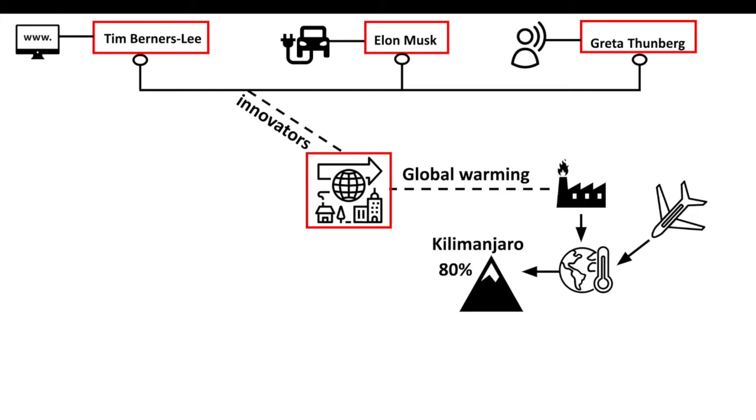Then you can trace your finger along the global warming branch of our mind map to the industrial activity, increased industrial activity and air travel, which has helped to raise the temperature of our planet through the burning of fossil fuels and the build-up of greenhouse gases. One consequence is the impact on snow and ice, and an example that we're going to look at is Mount Kilimanjaro, where 80% of snow and ice on the peak of Kilimanjaro has melted in the last 100 years.